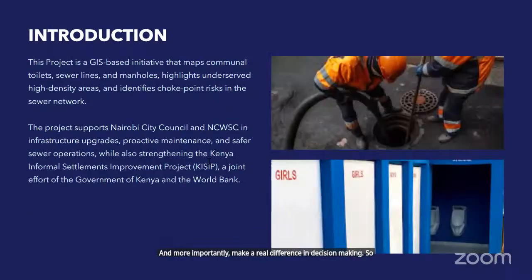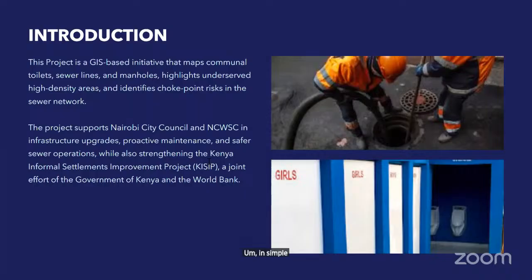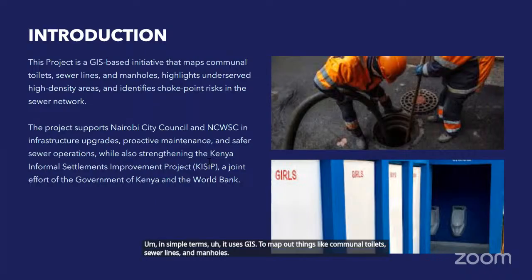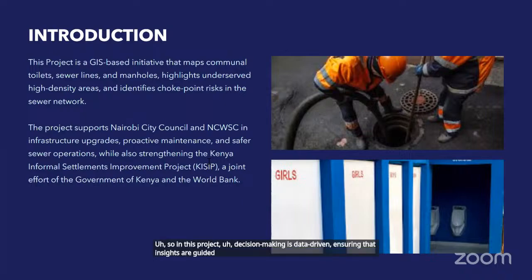So my project is called ArcGIS for Water, Sanitation and Hygiene Programs, WASH. In simple terms, it uses GIS to map out things like communal toilets, sewer lines, and manholes. So in this project, decision-making is data-driven, ensuring that insights are guided by accurate analysis rather than assumptions.